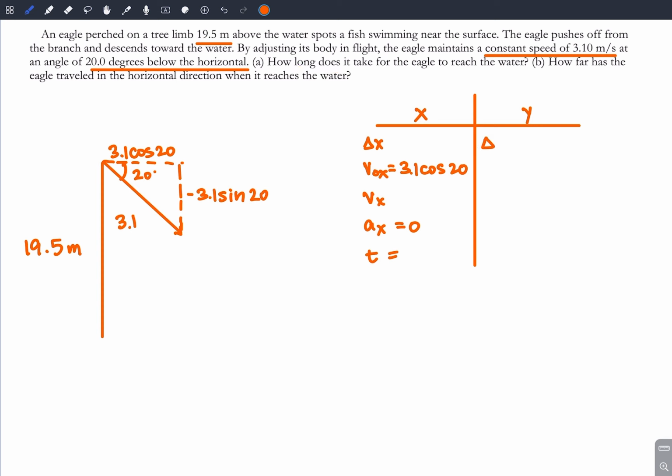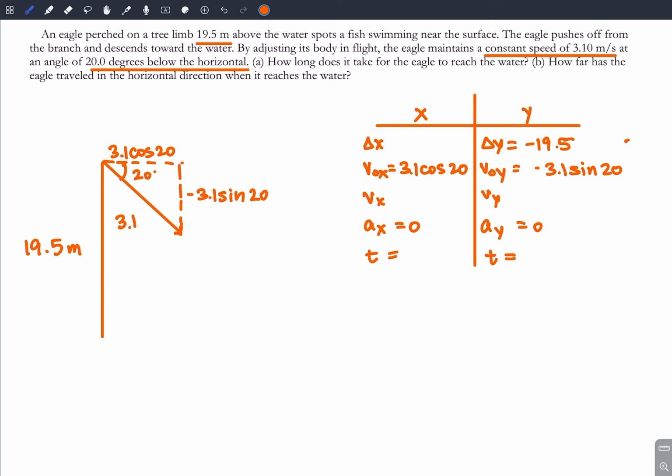Okay. Change in y is negative 19.5. Initial y velocity is negative 3.1 sine 20. Final y velocity, we don't know. Acceleration in the y direction is also going to be 0 because it says constant speed, okay? So that gives us no acceleration in either direction, okay?